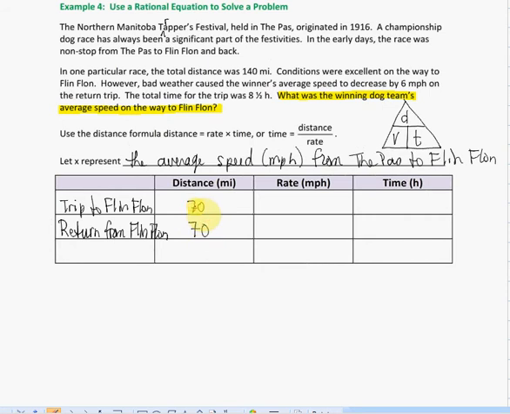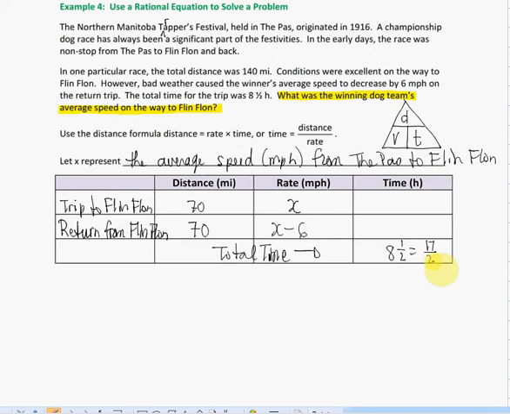Now, their velocities, we don't know what that is. We want to know what the average speed was from The Pas to Flin Flon, so we're going to call that x. We know the return trip was slower because the weather was bad. So the speed was decreased by 6 miles per hour, so we're going to write x minus 6. And we don't know what the time is except to say that the total time is 8.5 hours, and we're going to write that as 17 over 2.